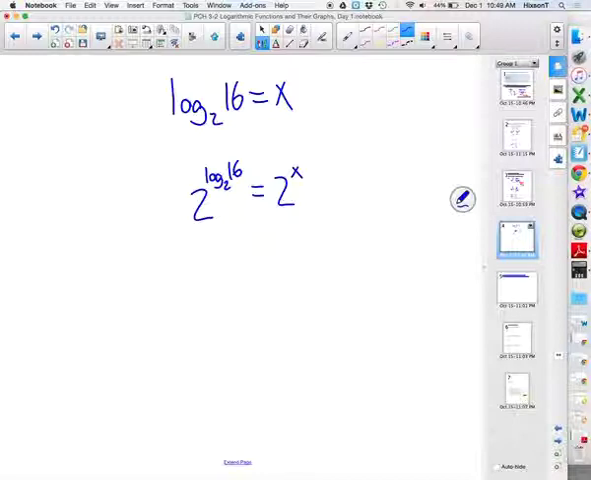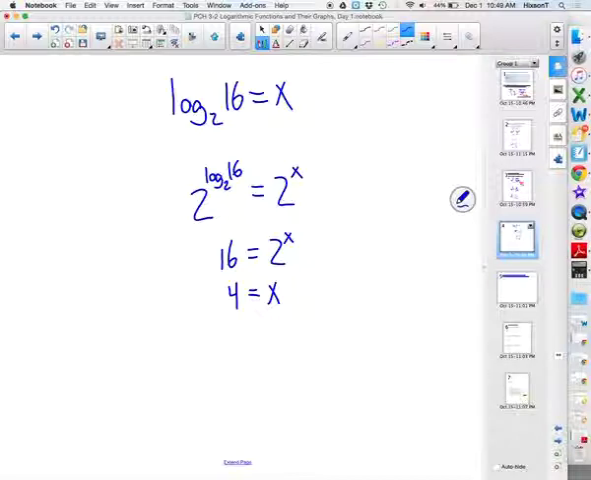this exponential will cancel out the log, and what's left on the left-hand side? Just a 16. Then we could say, well, 2 to what power is going to give us 16? The 4th.